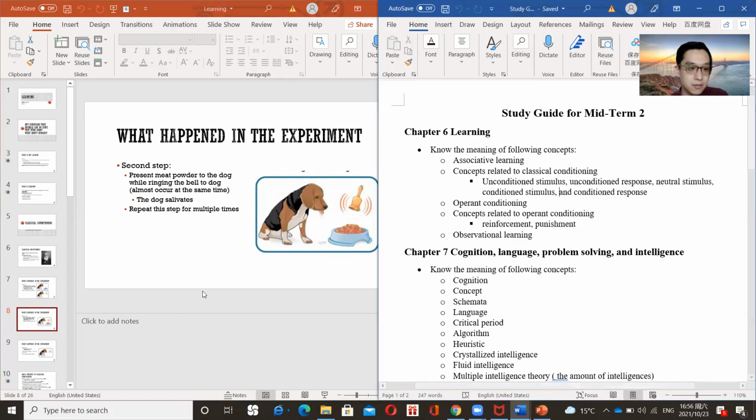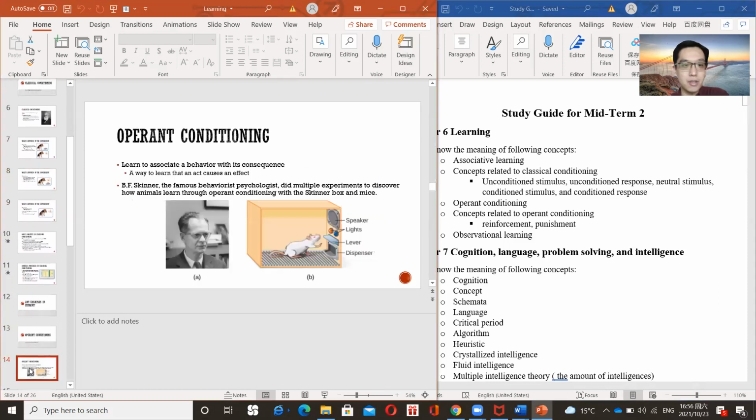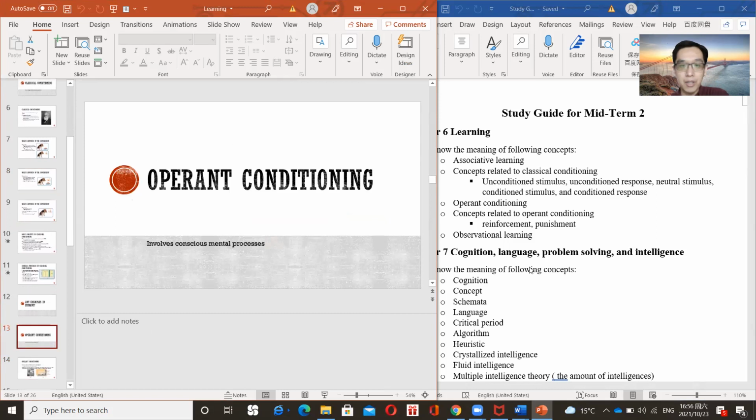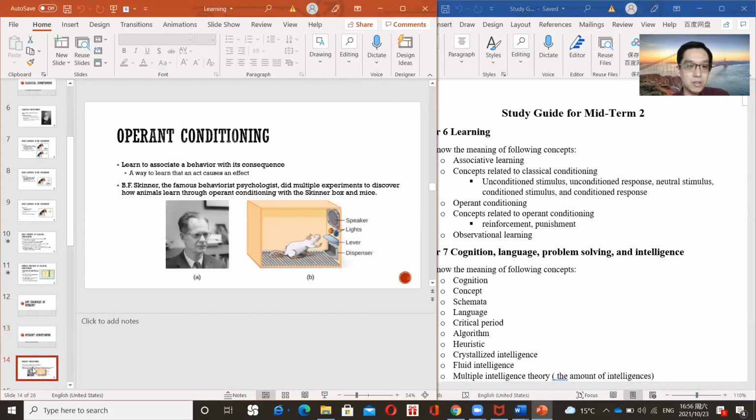And the next part is about operant conditioning. Operant conditioning is also a big part in this chapter. It's another type of conditioning. In operant conditioning, we need to know the meaning of operant conditioning. It's different from classical conditioning. In classical conditioning, it's just the association between two stimuli.